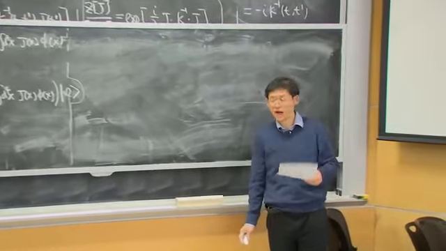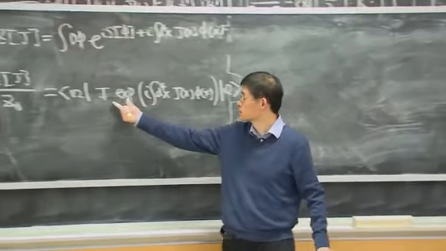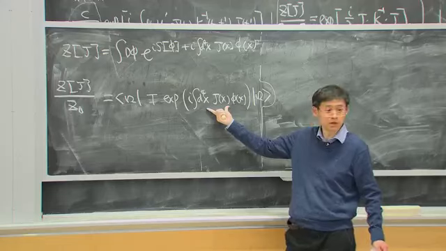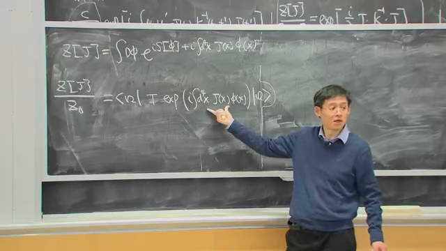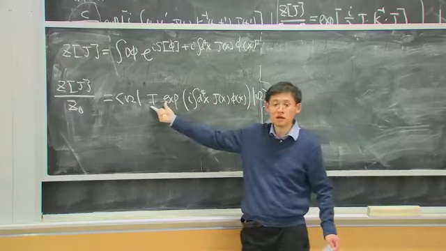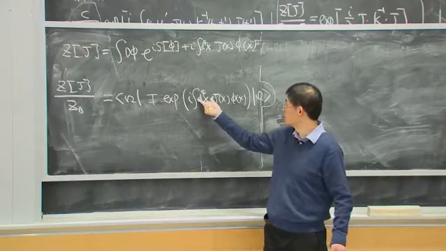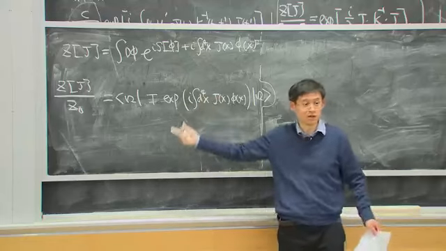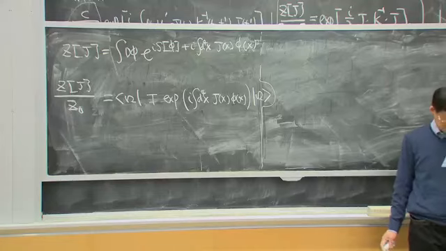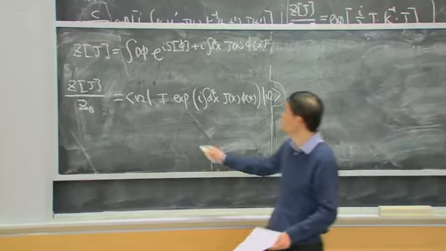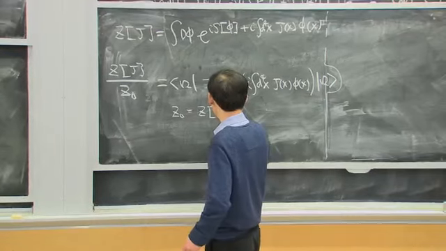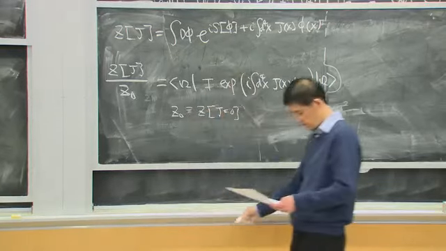Again, this time-ordered exponential should be understood as expanding it in a power series. When you expand it, you have powers of phi, and then you order those phi's in terms of time ordering. The integration over J can be pulled outside this expectation value. Z0 is just the same as Z of J equal to 0, so without any J.